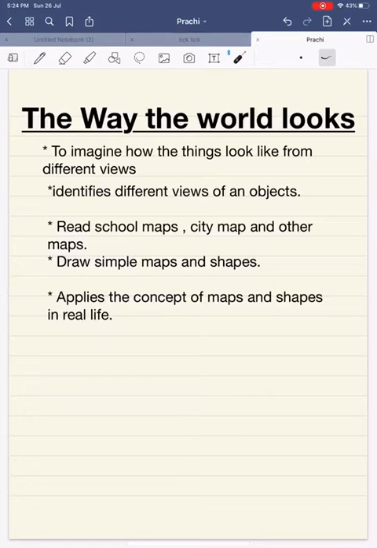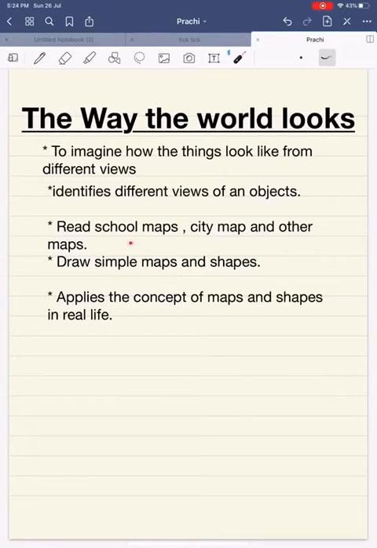Okay, if different views are given to you, some side view of the picture, some top view of the picture, this lesson helps you to easily identify the object.